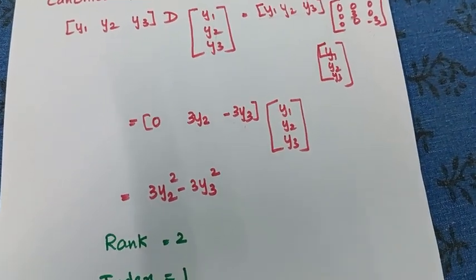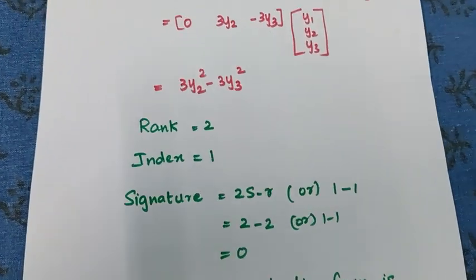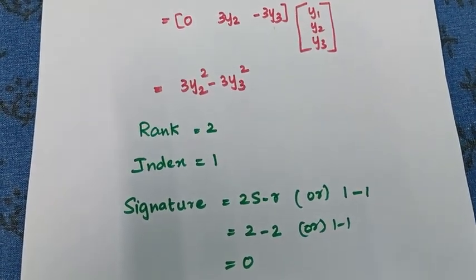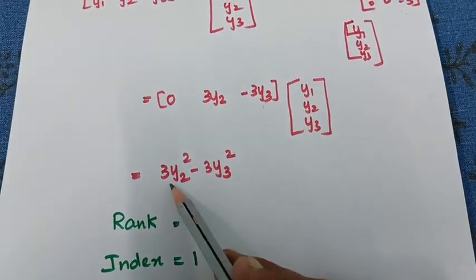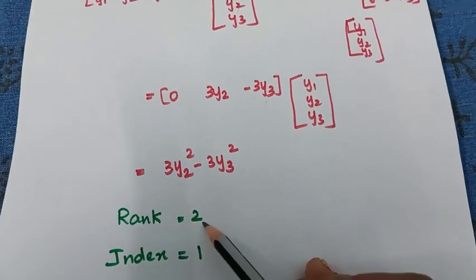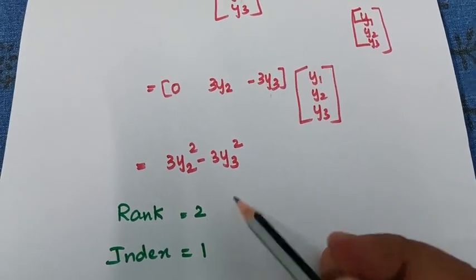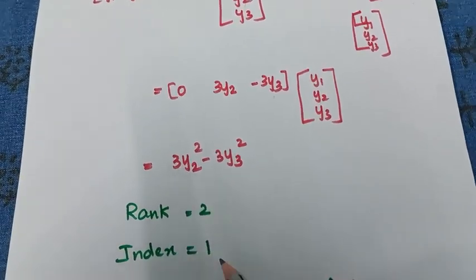Okay, so then they have asked about the rank, index, signature, and what is the nature of the quadratic form. So what does mean by rank? Do you remember that? It is nothing but number of square terms. Okay, we have two square terms here, so rank is 2. So next one is the index. So index is number of positive square terms. So positive square terms mean we have only plus only in 1. So index is 1.